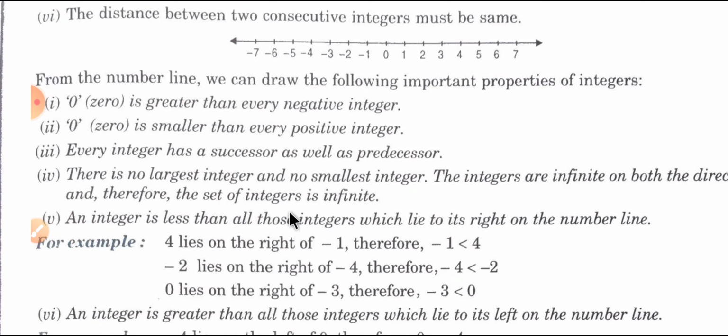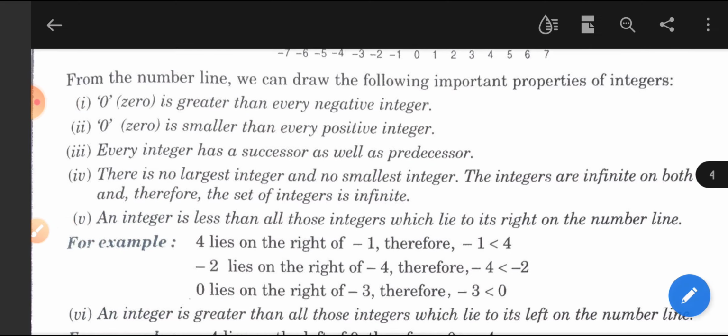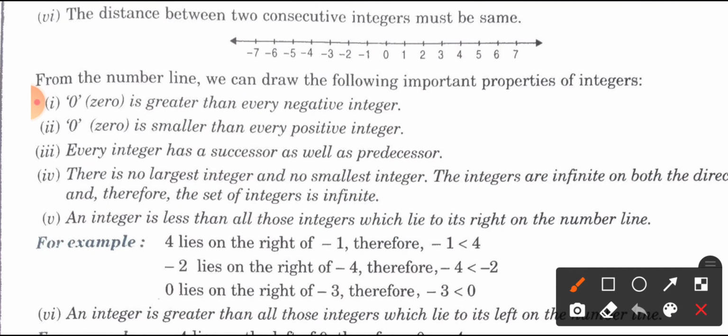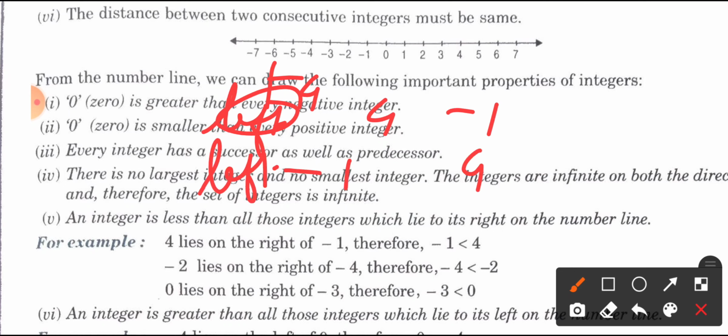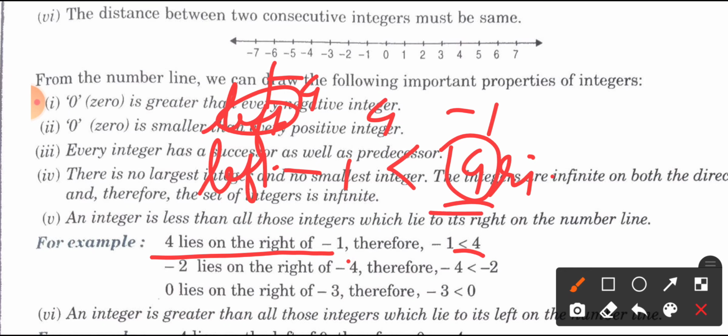An integer is less than all those integers which lie to the right on the number line. For example, you see 4 lies on the right of minus 1. Sorry, we have to take here 4 and minus 1. So minus 1 is on the left side and 4 is on the right side. So which one is greater here? 4 lies on the right of minus 1. Therefore 4 is greater than minus 1. The number which lies on the right side is always greater than the left side.